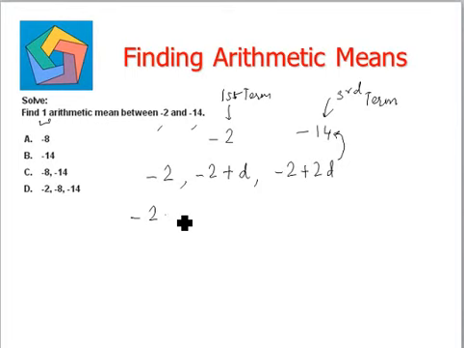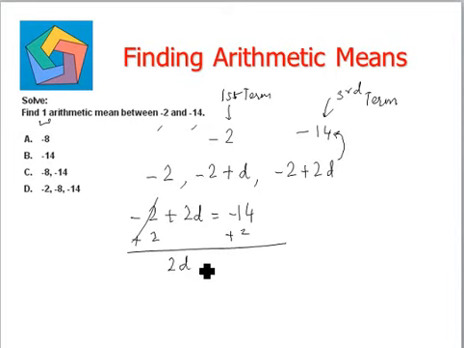So we equate negative 2 plus 2d equals negative 14 to find out the value of d. We add 2 to both sides. This becomes 0. 2d equals negative 12. To find out the value of d, we divide by 2 on both sides. Negative 12 divided by 2 equals negative 6. So this is the value of d.